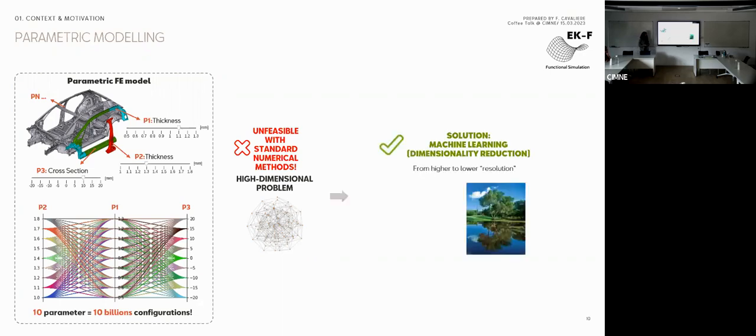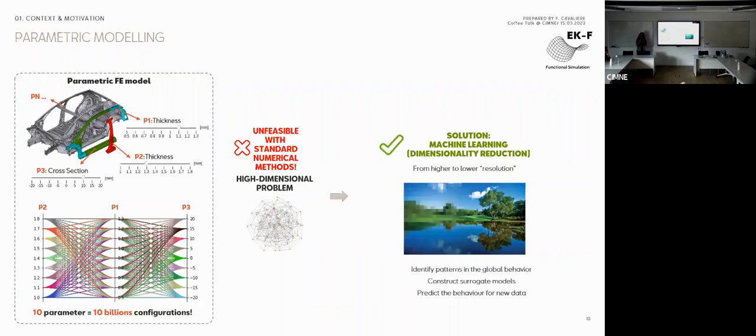And that's why we want to use machine learning, in particular dimensionality reduction methods, where the basic idea is that we want to go somehow from higher to lower resolution. It's like a picture when we see it very well in detail, but maybe we are not interested in understanding all the details. We just want to see what are the main patterns. So this allows us to not only identify patterns in the global behavior, we can construct a surrogate model, which then allows us to predict the response for any other combination of the parameters in the design space of interest.